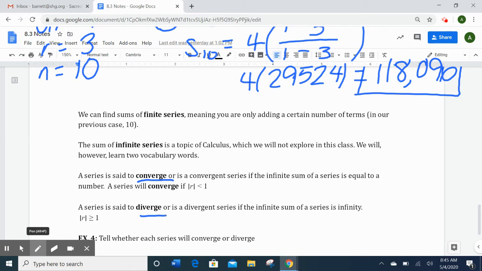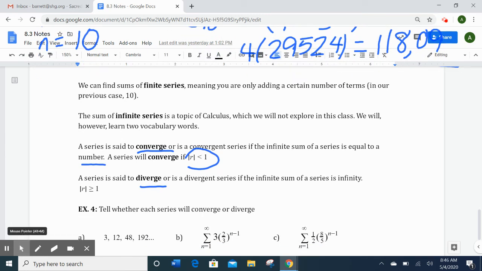And so a convergent series means that if I added up all infinitely many terms, it's going to add up to a number. So if you take 1/2 plus 1/4 plus 1/8 plus 1/16, it's going to converge towards a number. And in this class we are not going to talk about what it converges to. We're just going to recognize that it converges. It equals a number. And that happens if the absolute value of the common ratio is less than 1.